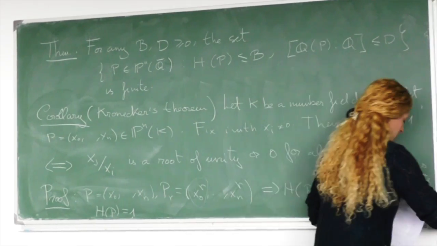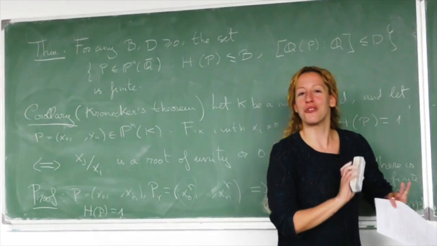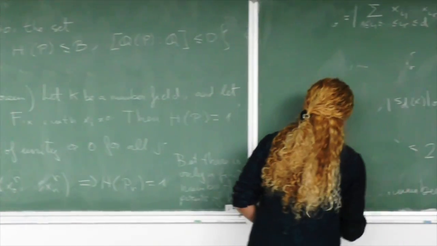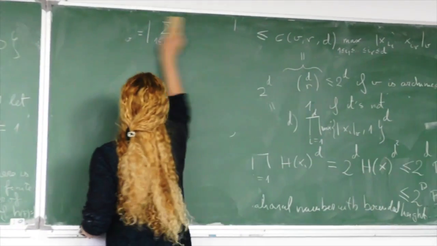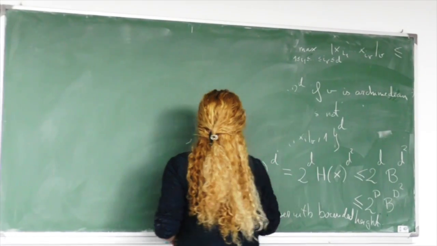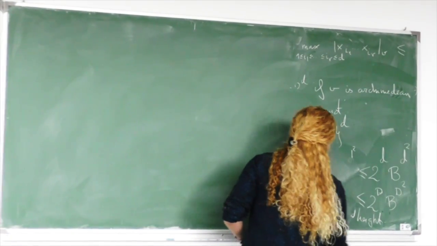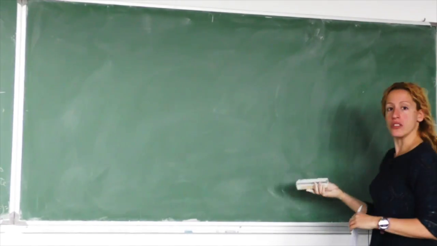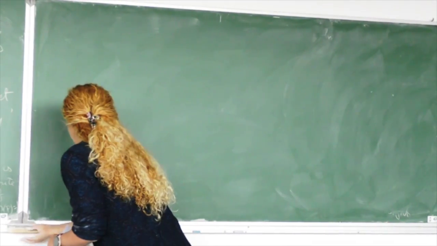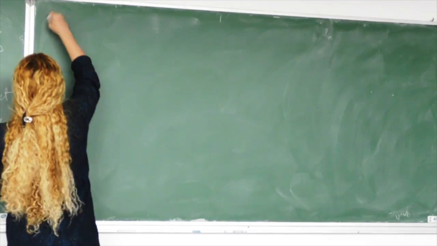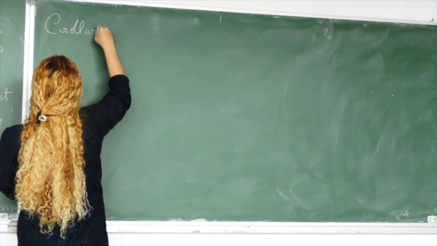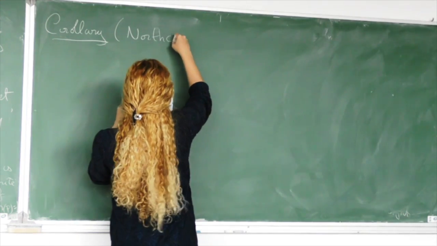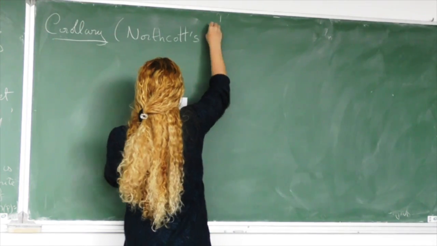Let's go to the second corollary. The second corollary is an immediate one, so no proof. I mean, it's really a corollary. No need of a proof. And again, it's a very important result because it also has a name. Corollary. So, Northcott's theorem.